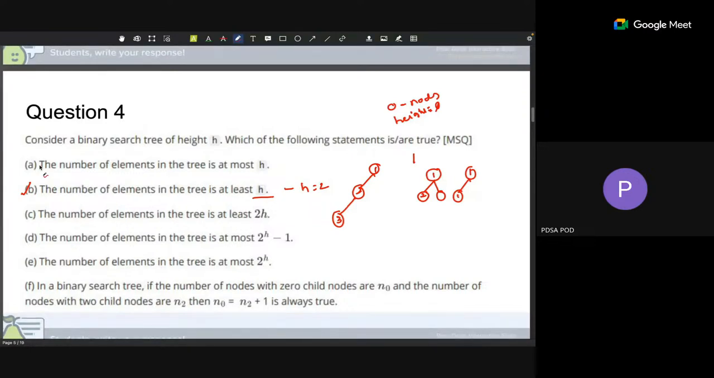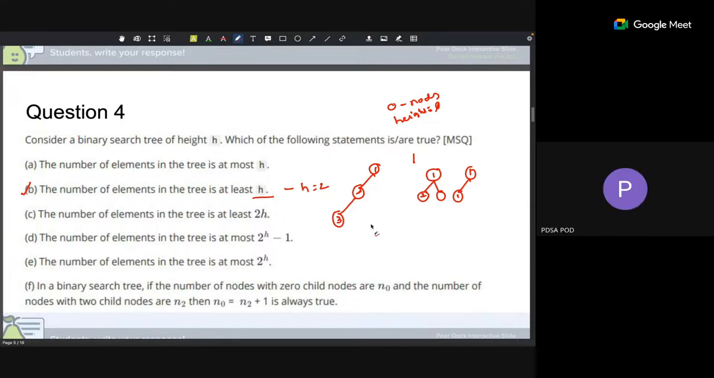Now the C option: the number of elements in the tree is at least 2H. At least we have already decided at B itself, so C is not right. Now, at most we are going. This is at most: 2 to the power of H minus 1 is the maximum. So D is right.